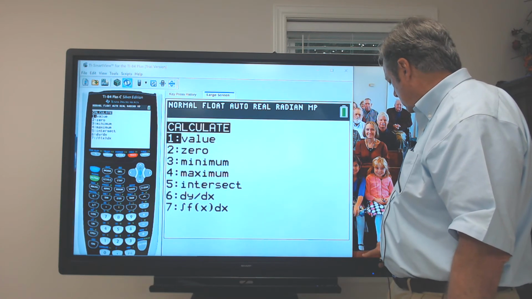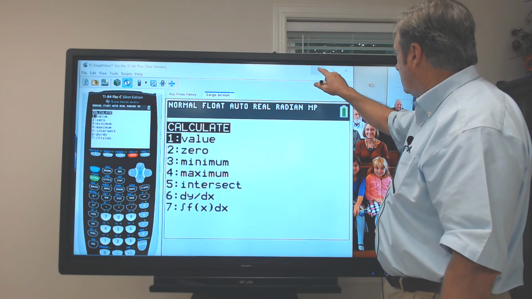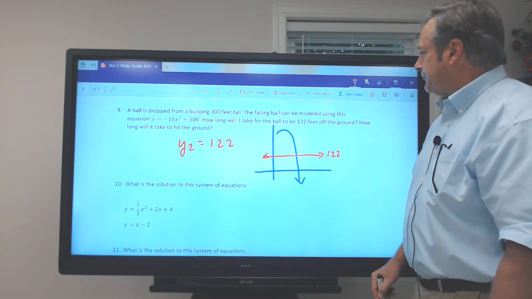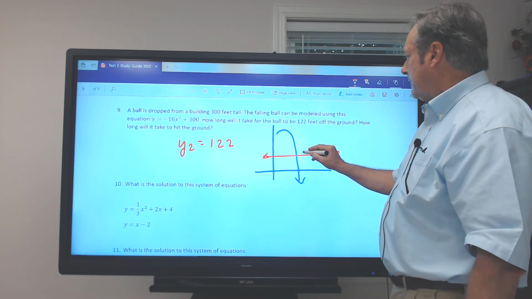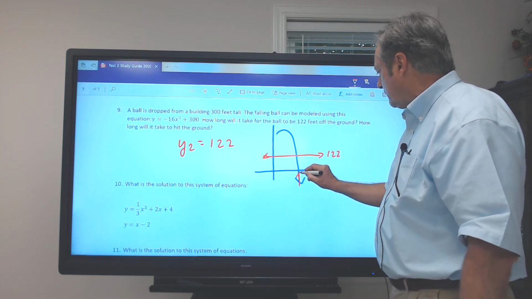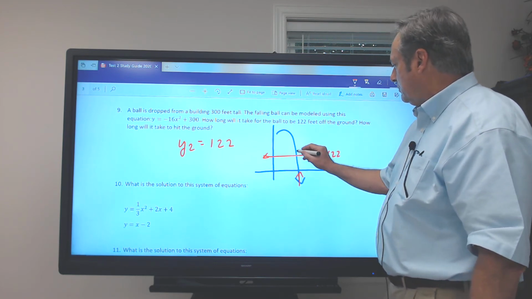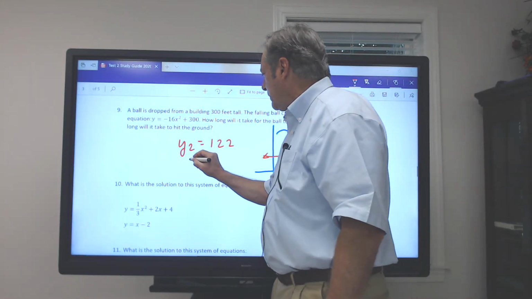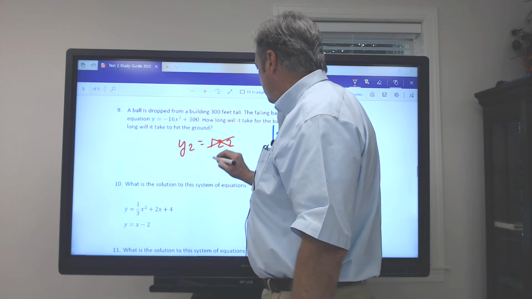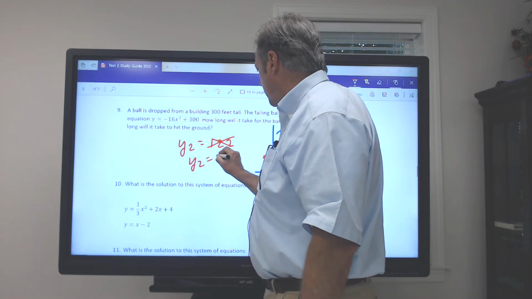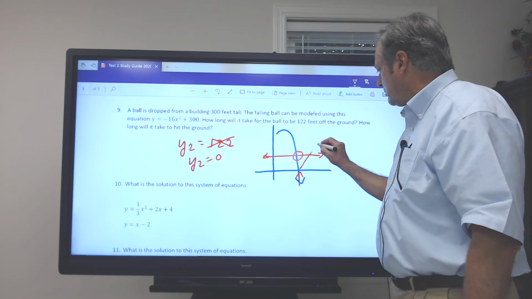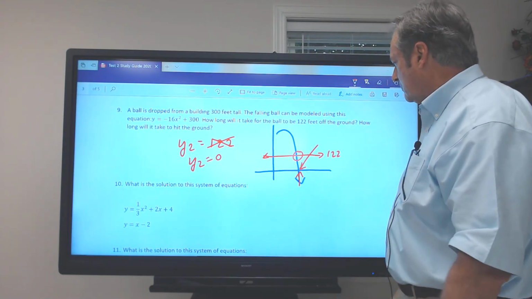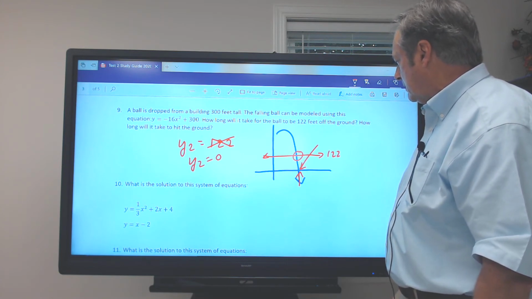Okay, so that's what you're going to do to find out how long. You're looking actually for the x value here, and you do the intersection right there. Then, how long will it take the ball to hit the ground? Well, scratch out that one and make it 0, and then do the intersection program for right there. And that will give you the x value there.